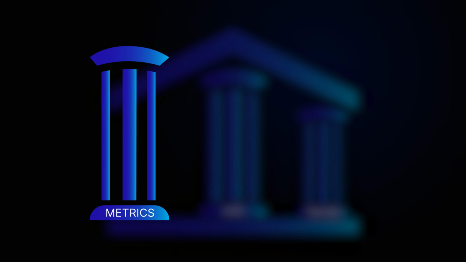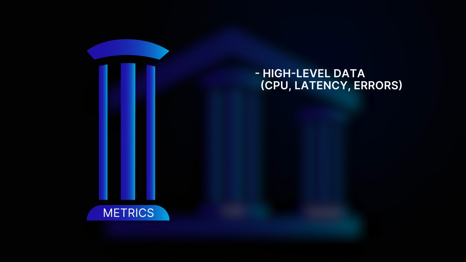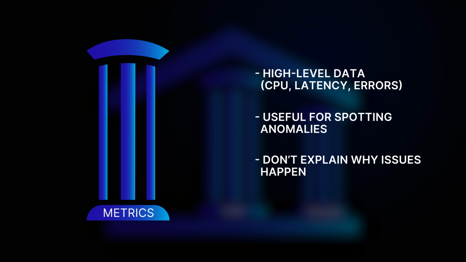Metrics track system health over time. They give you a high-level view of things like CPU usage, request latency, and error rates. But while metrics are great for spotting anomalies, they won't tell you why something is happening.